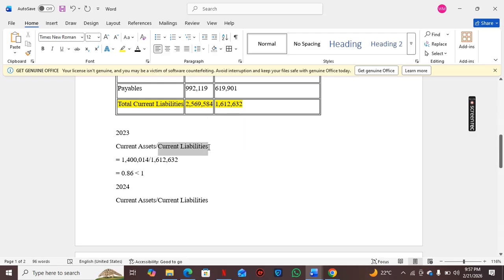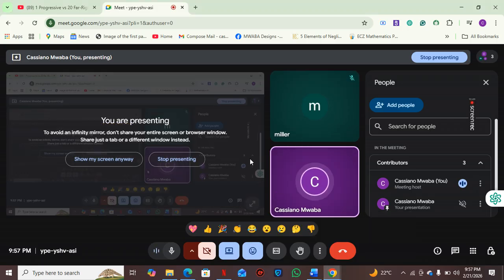They need to reduce the current liabilities. Once they reduce this, meaning they should reduce short-term debt, basically. Remember, current liabilities include trade payables. It also includes short-term financing, short-term debt.